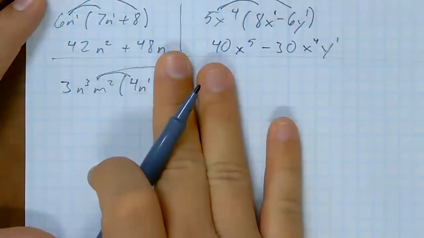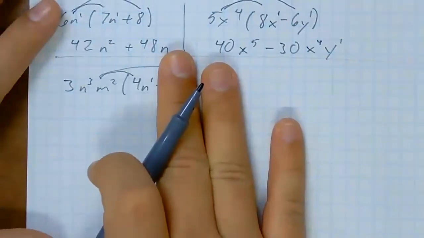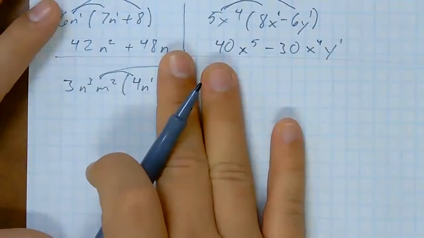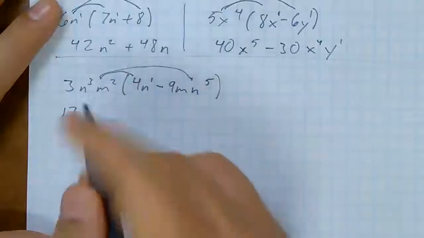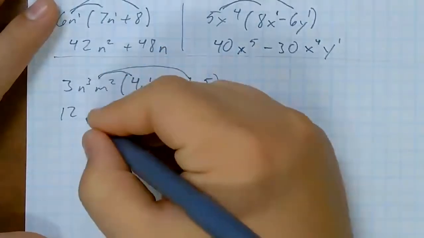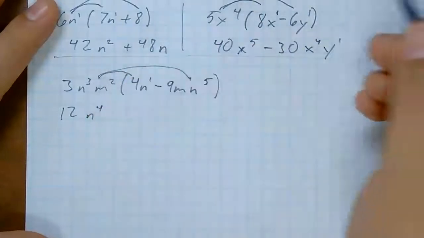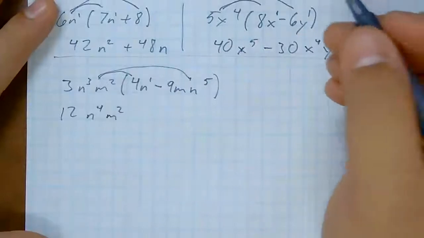What is 3n cubed m squared times 4n to the first? This is our product rule on the exponent laws we just learned last week. Okay. So 3 times 4, that is 12. N cubed times n to the first, let's add those powers, that's n to the fourth. And there's nothing else to match up with m, so that remains m squared.